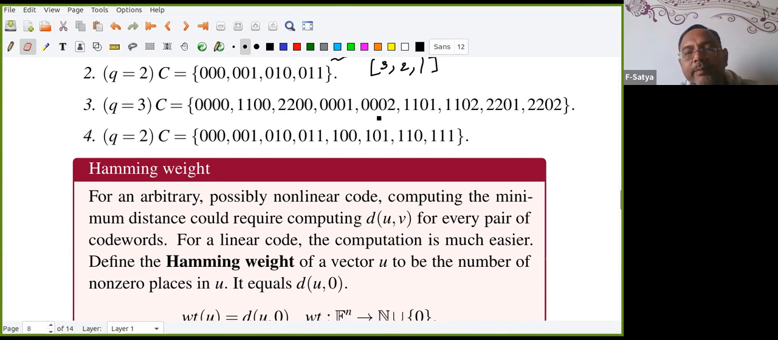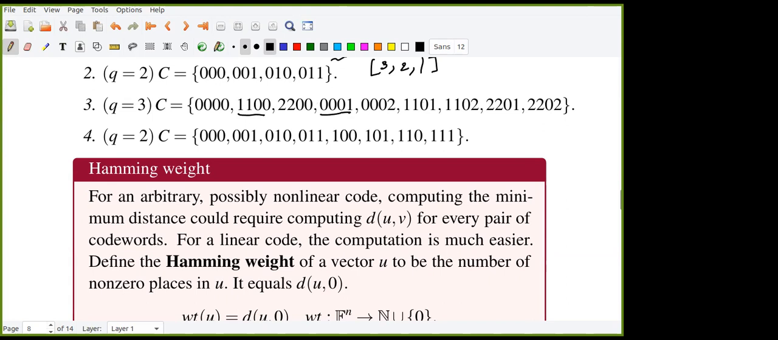to span this? See, 2, 2, 0, 0 can come from 1, 0, 0, 1, 1, 0, 0, right? So can I get 0, 0, 1 from these two? No, right? So for example, let us see. I take this one and this one as basis vectors. Can I get all of them? Think of that. Yes, sir.